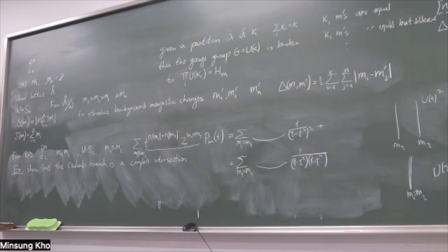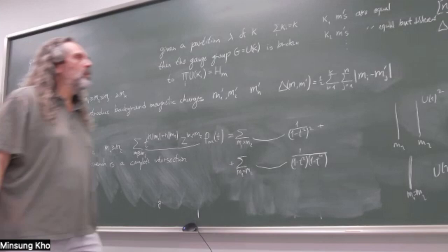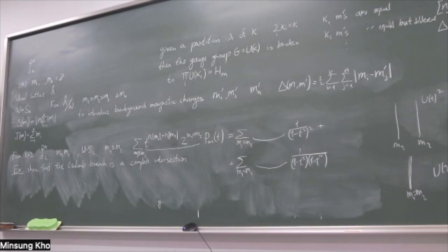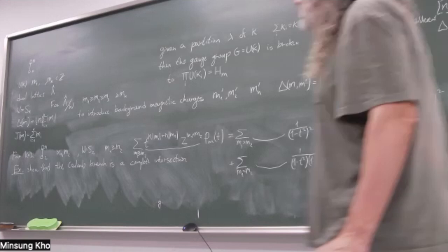The background is that delta is delta plus delta. Is there a question? Well, it requires a lot of time spent on computations. Without spending time, it would be difficult to follow. So the background magnetic charges and the M_i, they're just a fixed set of integer numbers.